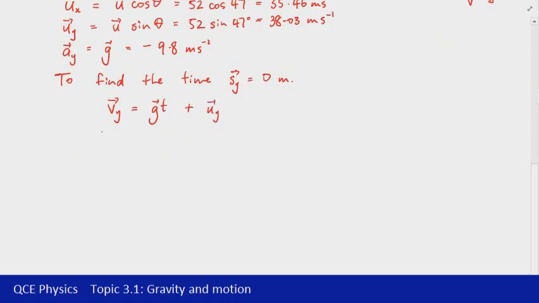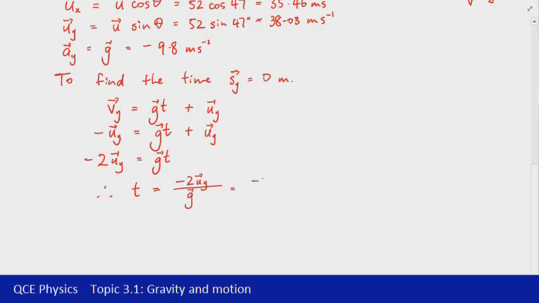That means that we can substitute in here and say that this value is going to be negative uy, so vy being equal to negative uy, and that's then going to be equal to gt plus uy. So notice now that we've simplified things because we've got two terms of uy. If we collect those terms, we'd end up with negative 2uy is equal to gt. And so we can solve for t. So t is then going to be equal to negative 2uy over g.